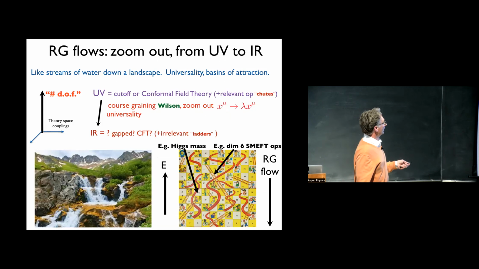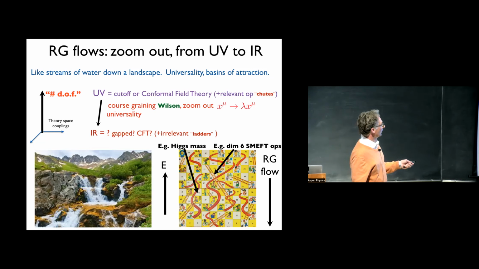So if we plot renormalization group flow, we start off in the ultraviolet from some theory. This is like some input to a machine. And it could be some cutoff theory or conformal field theory. And then there are some relevant operators, which in terms of this game that some of you might have played as a kid, if you're old enough, Chutes and Ladders, these relevant operators are like the chutes here, which bring you down.